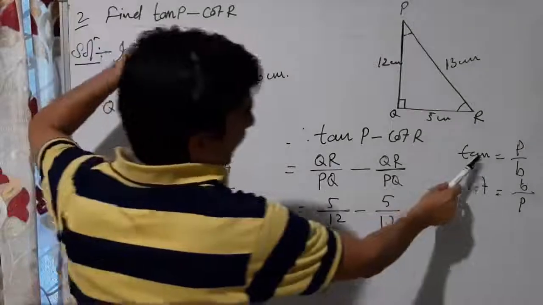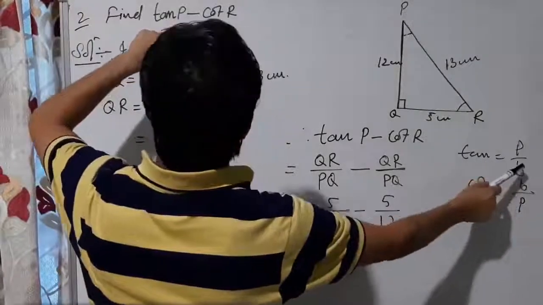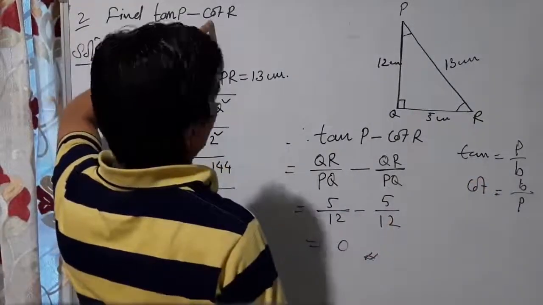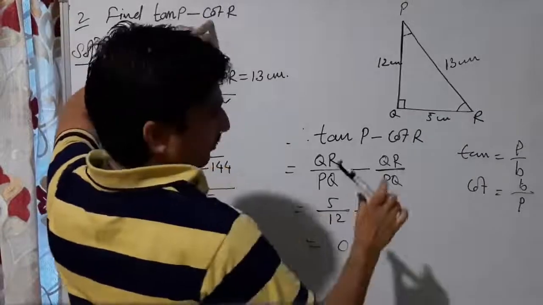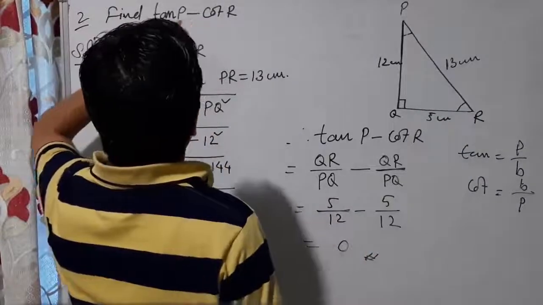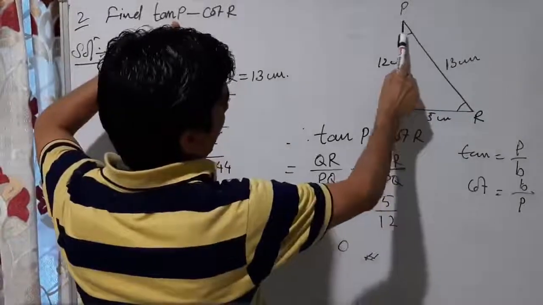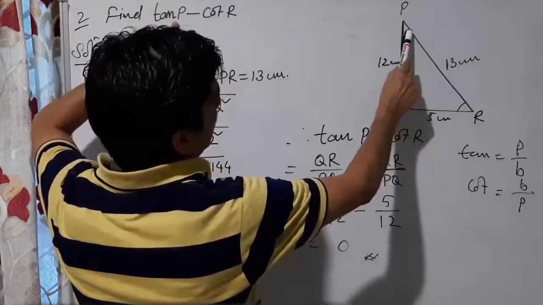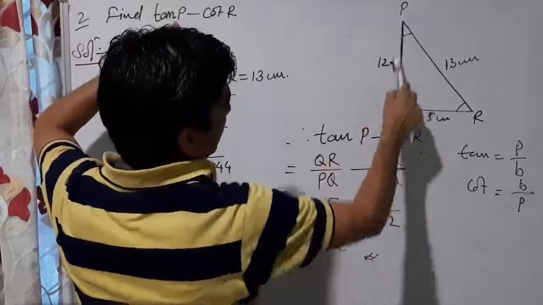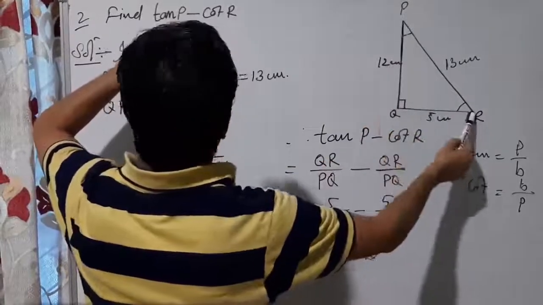To find out tan we need perpendicular by base, and to find cot we need base by perpendicular. They are opposite. But here for tan P, for this angle P, base is PQ and perpendicular is QR.